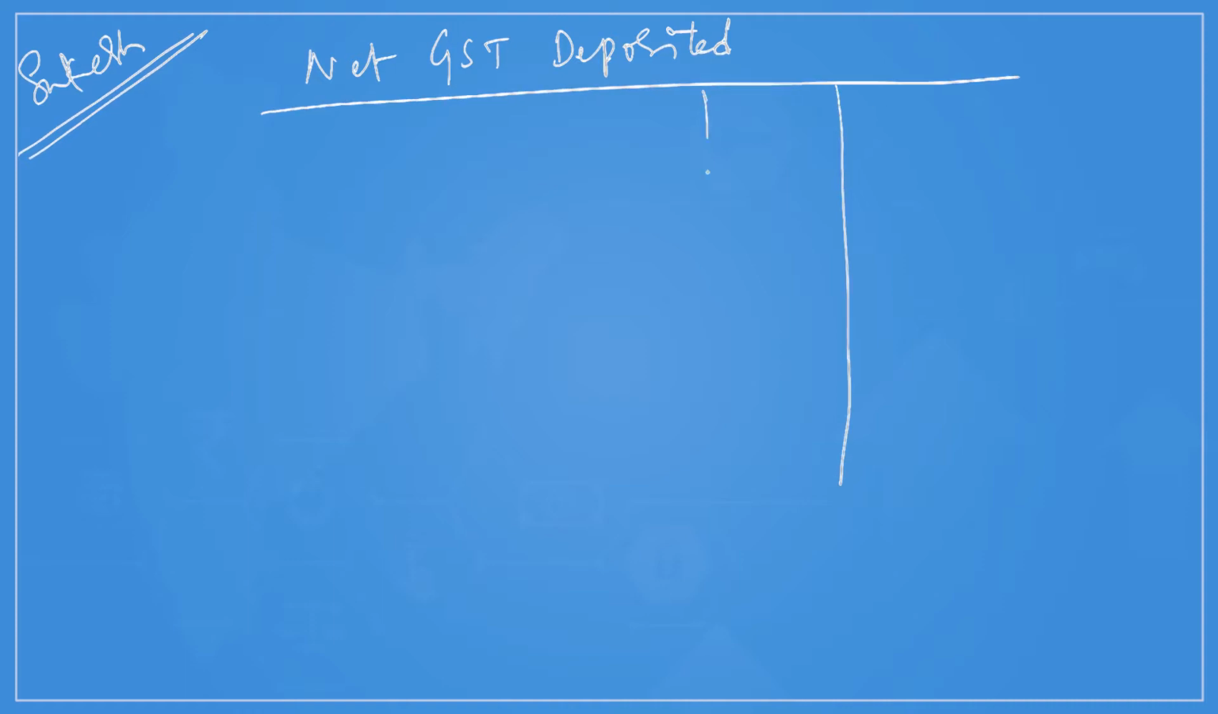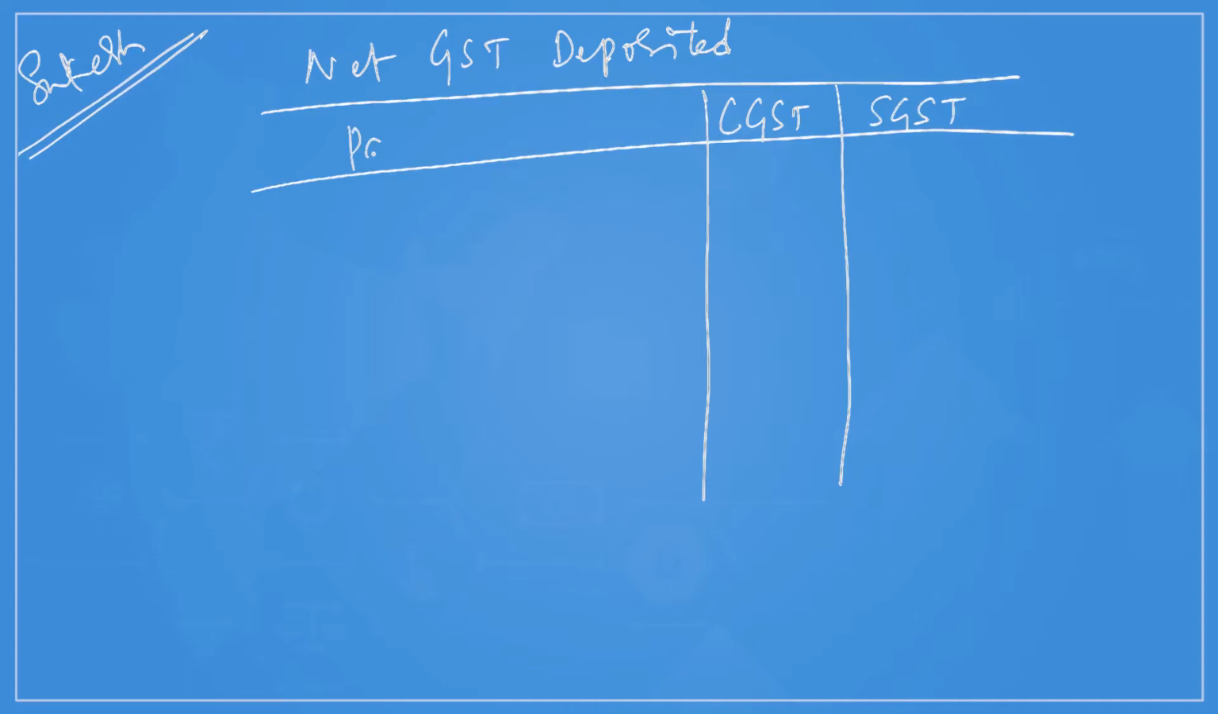Number 2. Determine the net GST liability by assuming there is no notice issued by the GST authority. Solution: net GST deposited. CGST, SGST. Particulars.